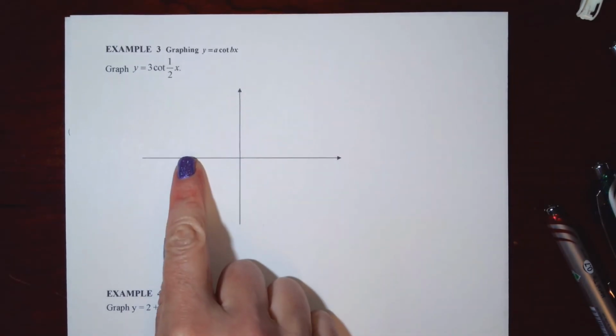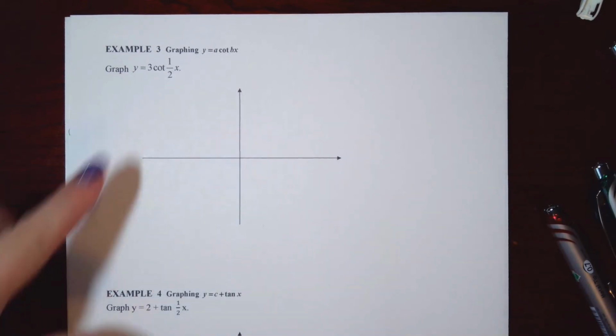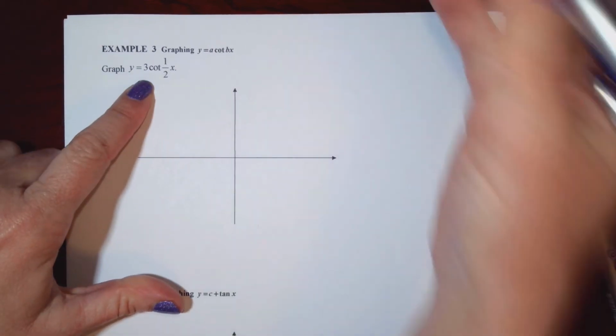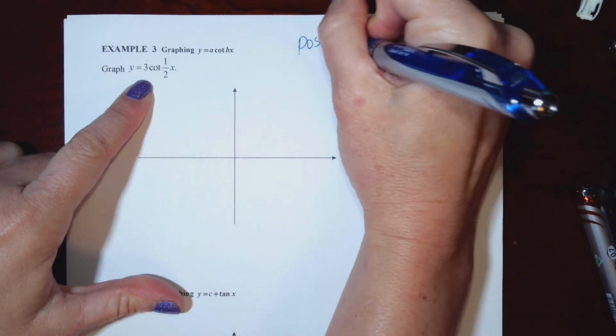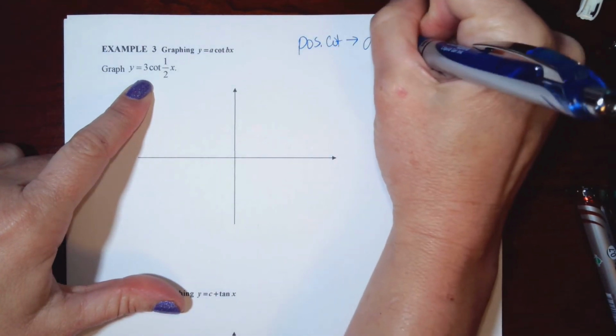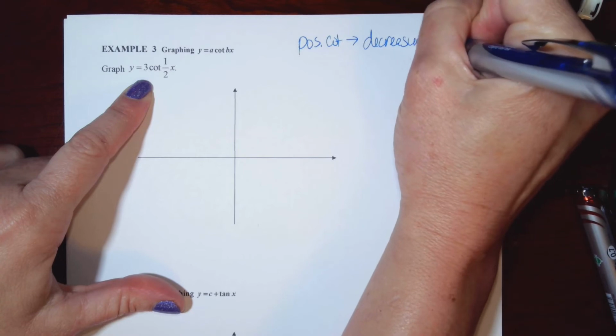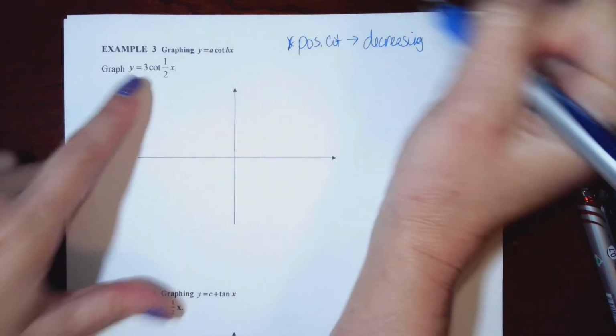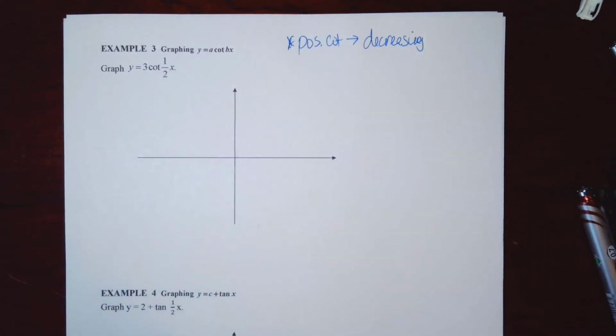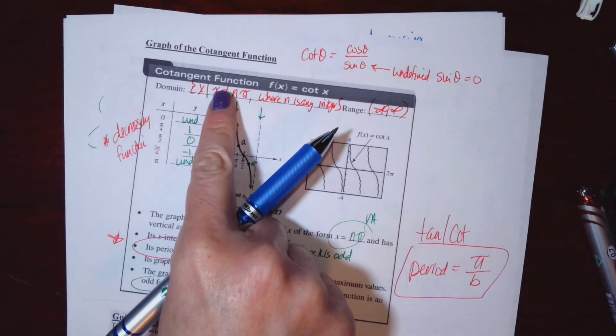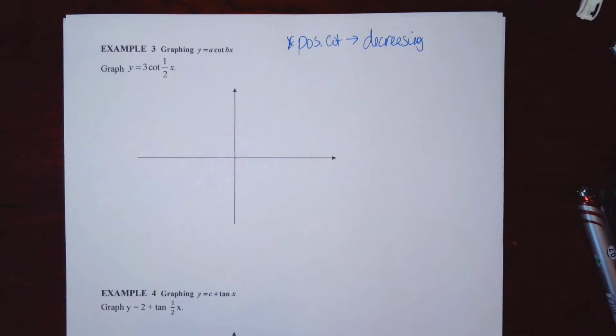Here's our example. 3 cotangent 1/2. Okay, so we're switching. We're doing a couple of things different because we've got cotangent. It's a positive cotangent. Positive cotangent is a decreasing function. And if you have trouble remembering that, you grab your sheet where we set all these things out. Positive cotangent is a decreasing function.